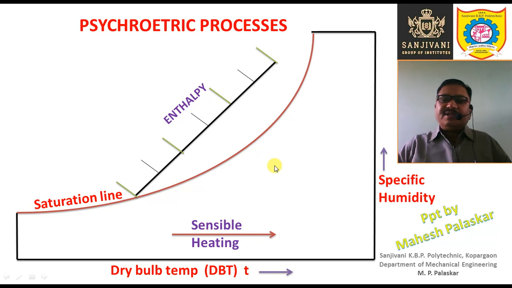In the sensible heating process, the dry bulb temperature increases. At the same time, the wet bulb temperature is also increased. Enthalpy is also increased. But the specific humidity, or humidity ratio, remains constant, because the specific humidity is plotted on the vertical axis, and since this line is horizontal, there is no change in the specific humidity. The only thing that changes directly is the dry bulb temperature.